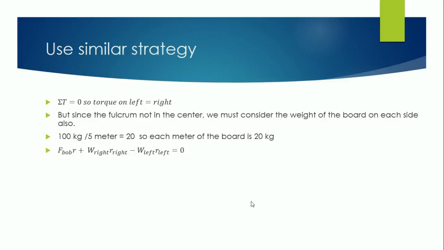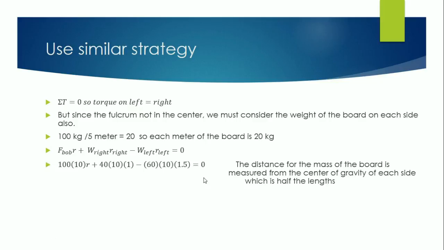So basically, I'm going to do the same thing as I did before. Everything on the right is going to be positive, everything on the left is going to be negative. So the force of Bob times how far he is away from the fulcrum, plus the weight of the right side times the distance it's away, minus the weight of the left side times its distance away from the fulcrum equals 0. So this is basically the statement above, but expanded. So the sum of the torques is 0, so this is exactly what we mean.